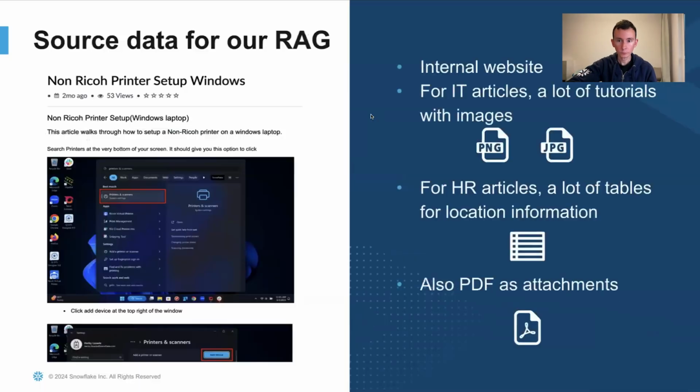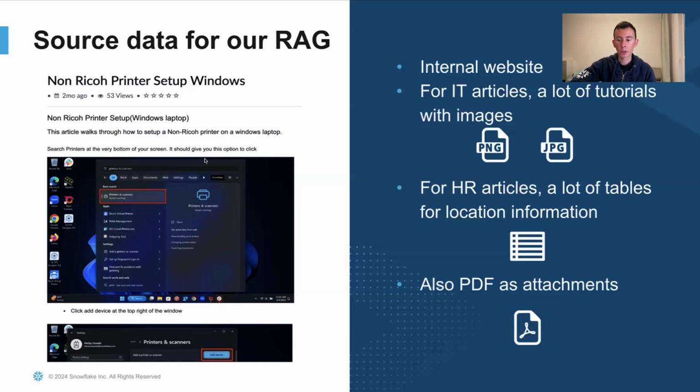So now let me talk to you about what kind of data we are using in this chatbot. So on the left, you have an example of what one can find in our internal website that contains information about different questions. For example, this article is about how to set up a printer when you want to print something on a Windows laptop. So our internal knowledge base is a website, and all the articles are web pages.